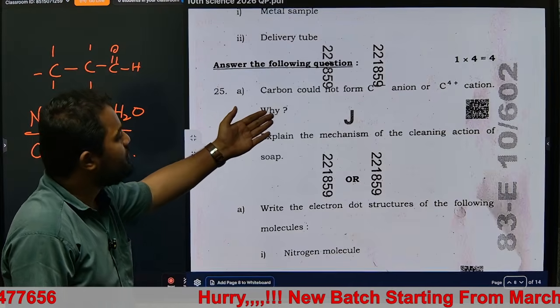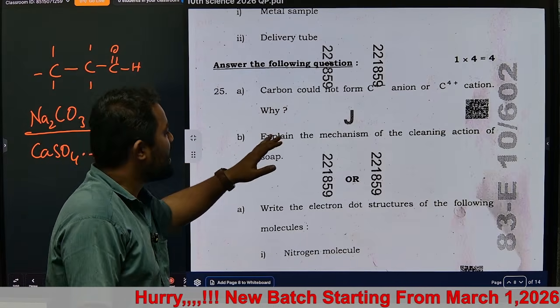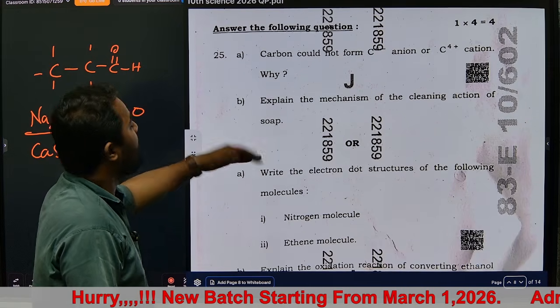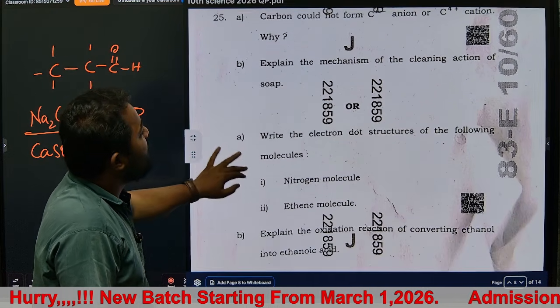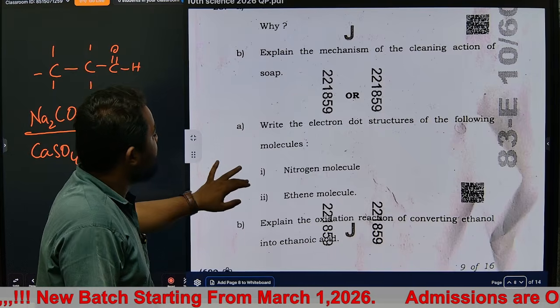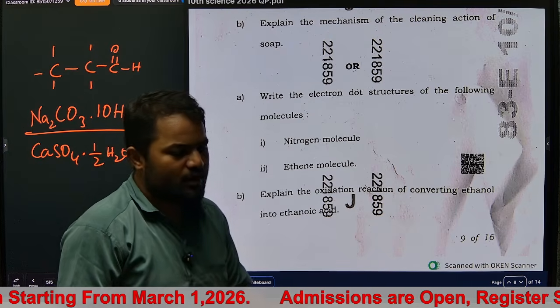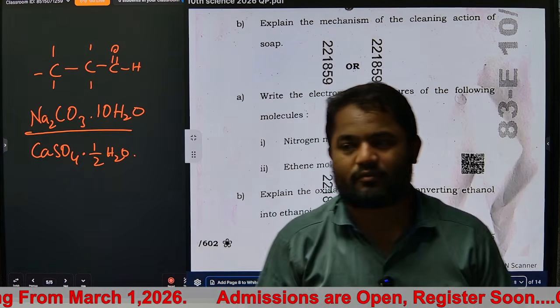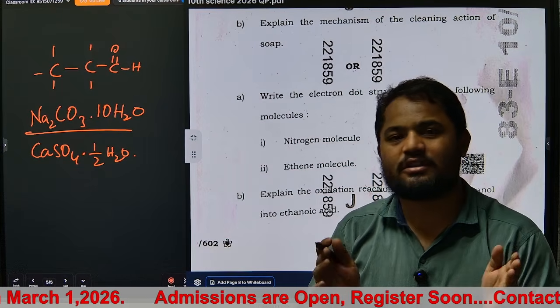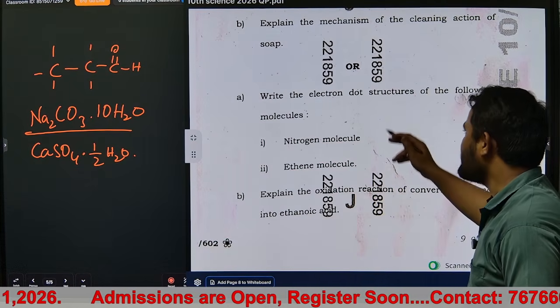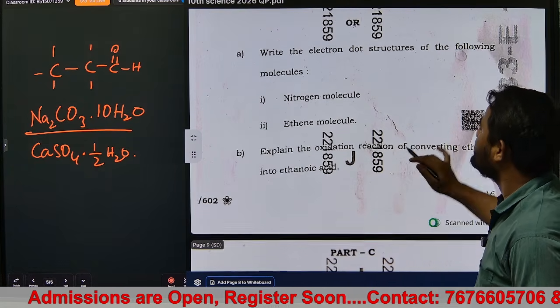Carbon could not form the C4 minus anion and C4 plus cation. Why, you have written that. I hope you have written that. Explain the mechanism of the cleansing action of soap. You have written that. See, I am discussing which are the difficult questions, whichever the questions you are having the doubt in your mind. These are the answers you have written.